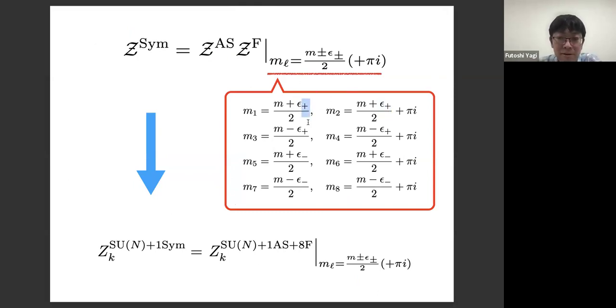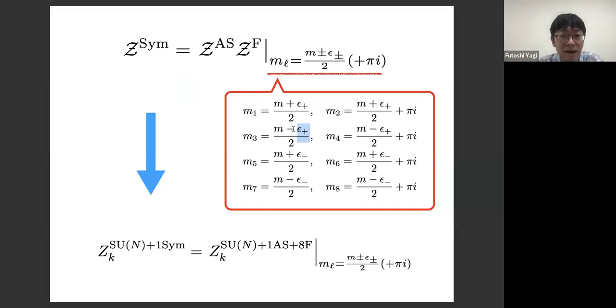And in order to obtain this agreement, we need to tune the mass depending on this omega deformation parameter. This dependence on the omega deformation parameter is not that obvious from the intuitive brane construction.